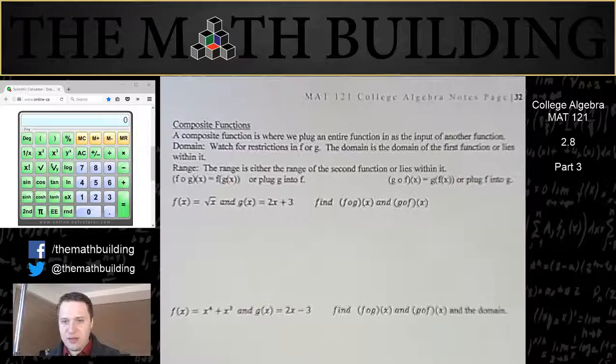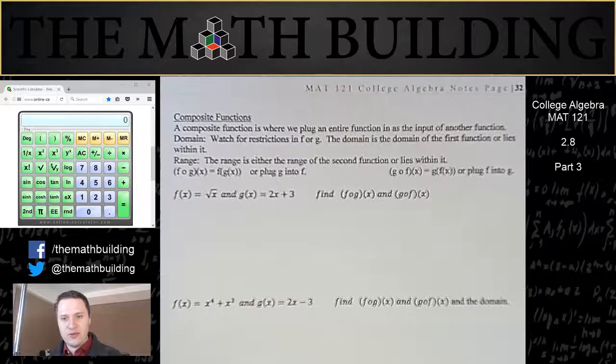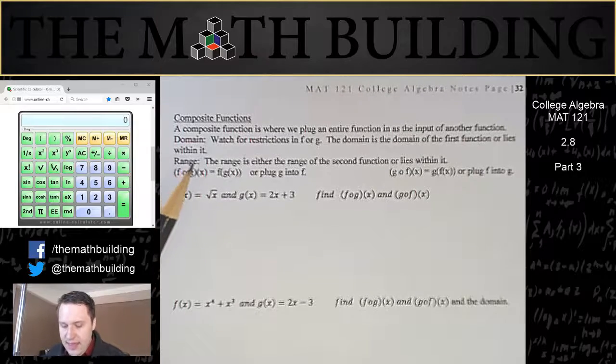Although this is the last thing in chapter 2, it is also extremely important. So we've added functions, we've subtracted functions, we've multiplied and divided functions. So what else could there be? Well, there is composite functions. And what a composite function basically is, it's when you take a function and plug it into another function.